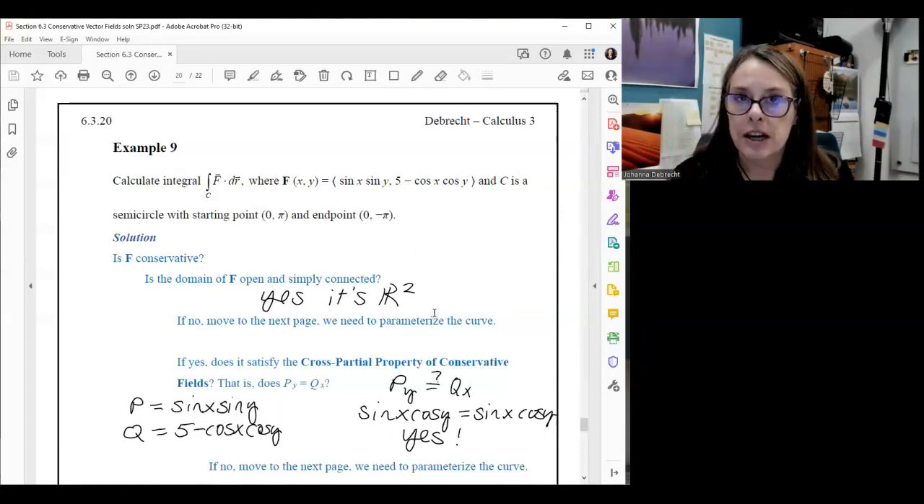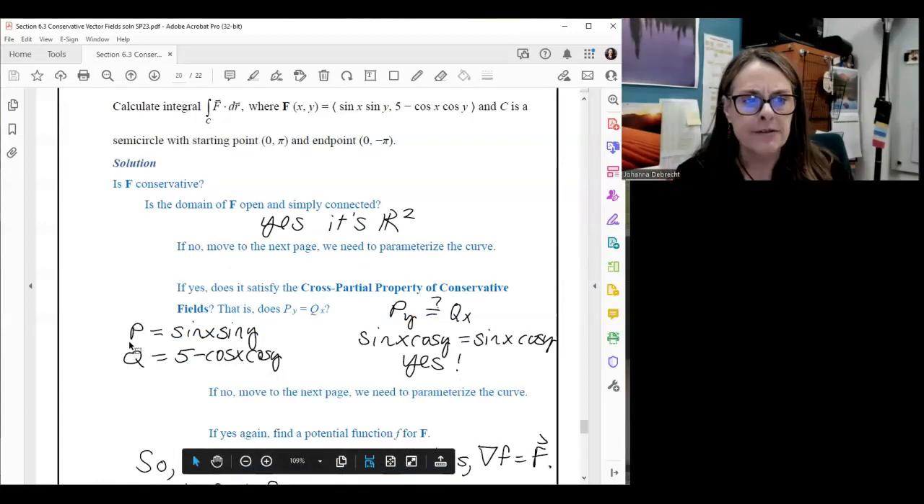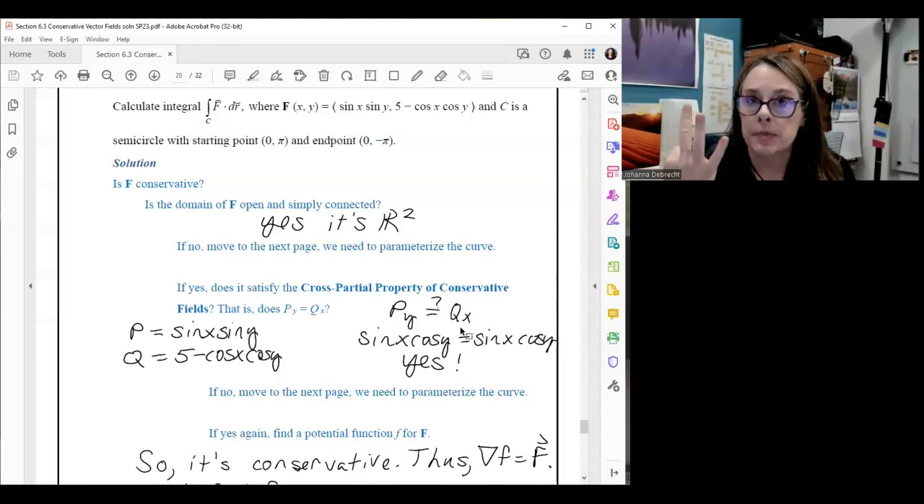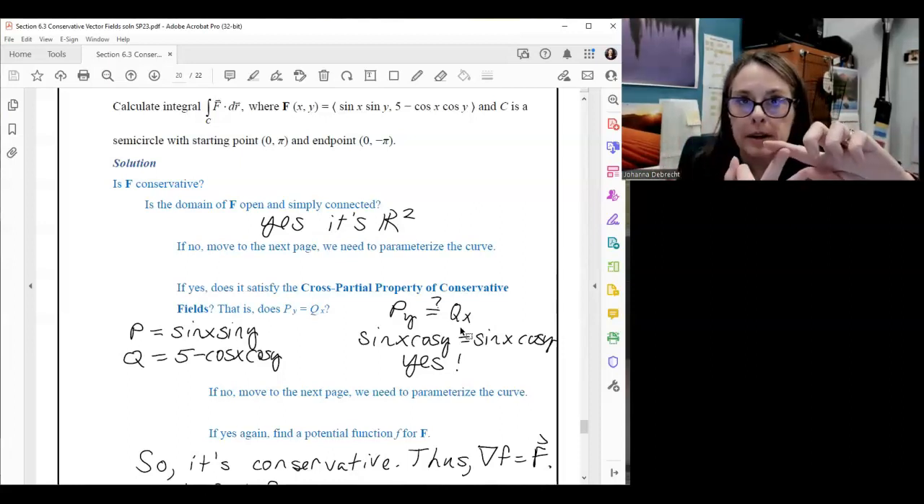Now we want to establish, does it meet the cross-partial property? It's two-dimensional, so that means establishing that the partial of P, the sine x sine y, with respect to y, is equal to the partial of Q, the 5 minus cosine x cosine y, with respect to x. So we come down here, and we're going to define P equals sine x sine y and Q equals 5 minus cosine x cosine y. We've already established it meets the first three: open, simple, path connected. Does it meet cross partial?